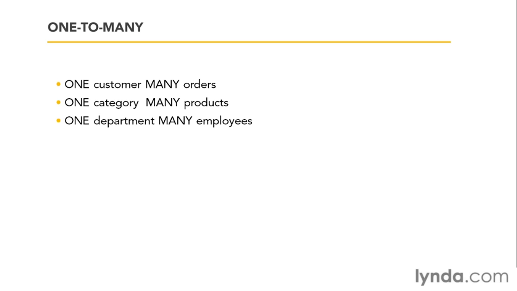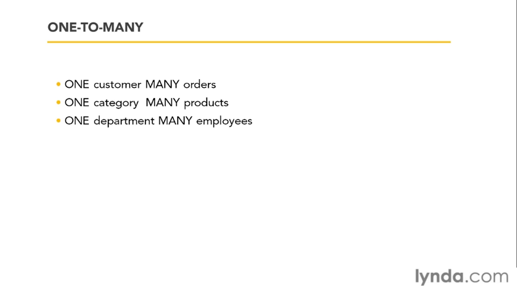But the important point is here that at least according to your own business rules, the opposite of these statements is not true. That in your business, an order has one customer. You don't say, an order can have many customers. It can't. An employee has one department. A product has one category. So you can view this either from the top down or the bottom up, whatever makes sense.